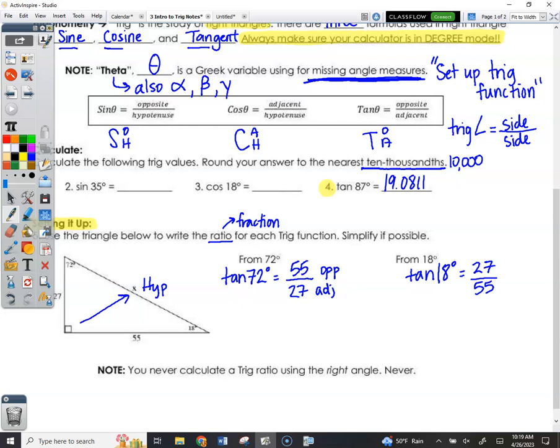Please take your highlighter and highlight right here. You never calculate the trig value of the 90-degree angle. Never, ever calculate the trig value of a 90-degree angle. The 90-degree angle is there to help you label the hypotenuse, and that's it.